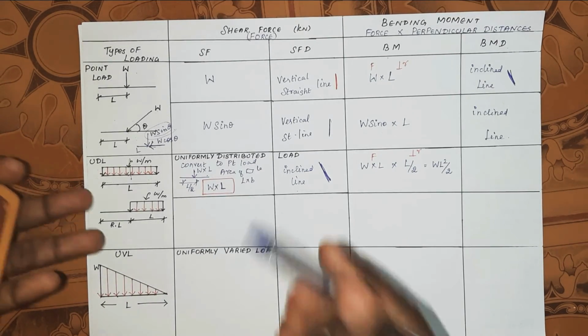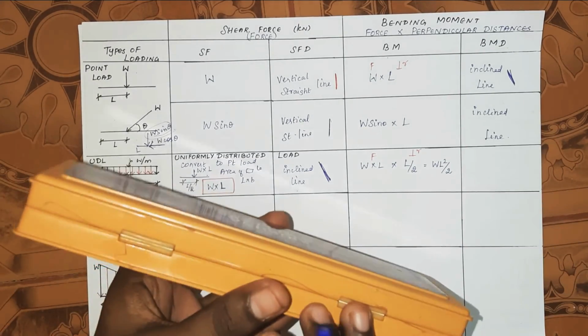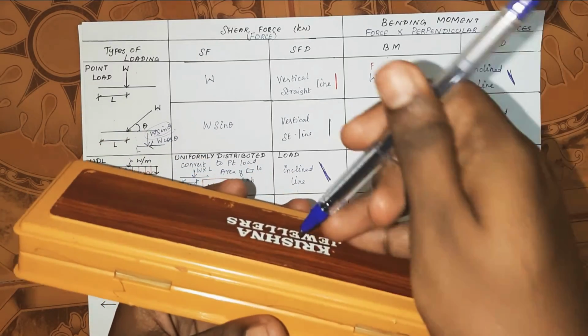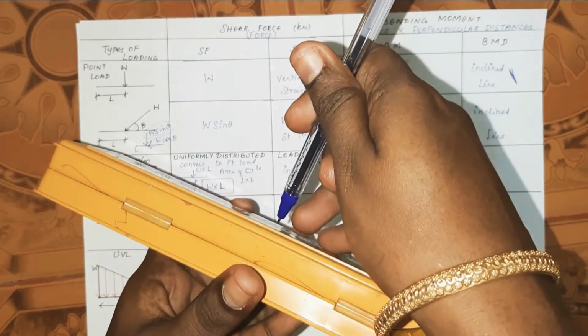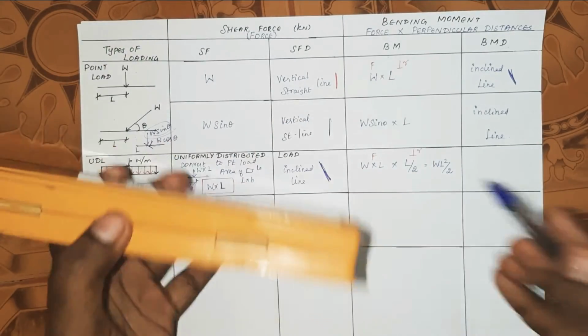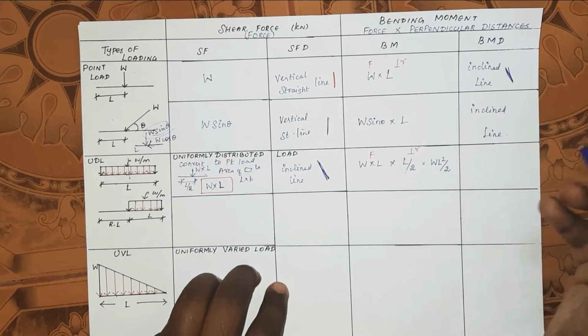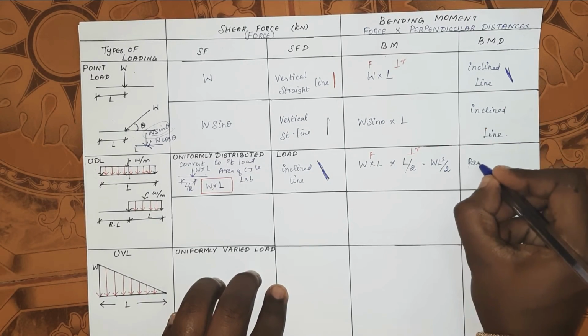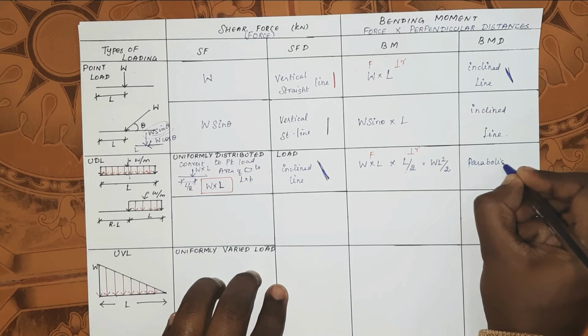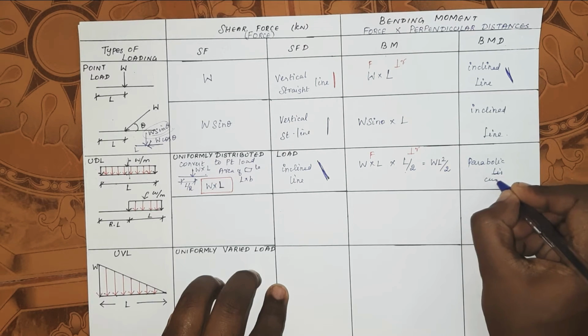Here is the easy way. We consider this UDL as a rectangular box, where the center of gravity is acting at the center of the box. So the center of the length value, L by 2, gives W L square by 2. Again, draw the bending moment diagram as a parabolic curve.